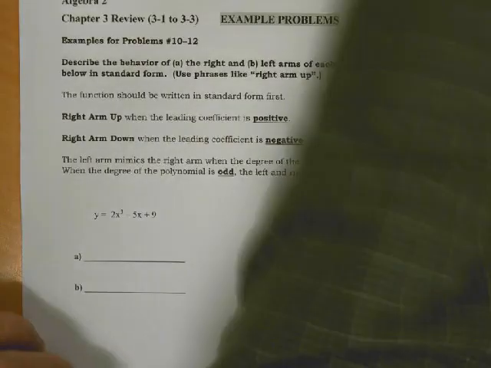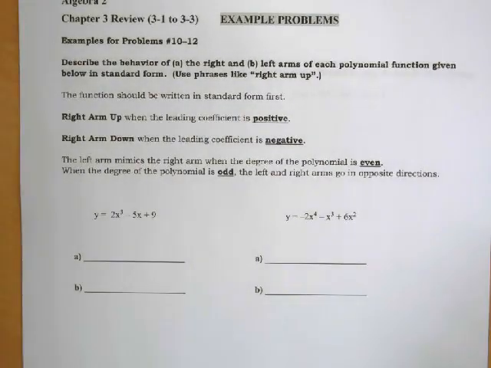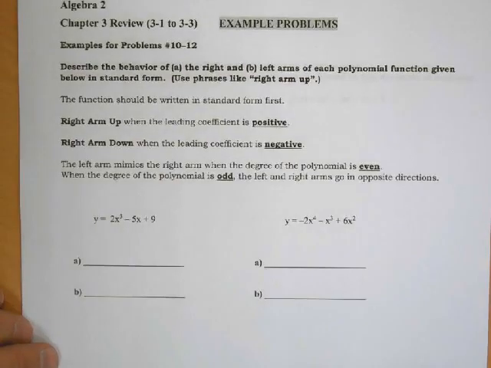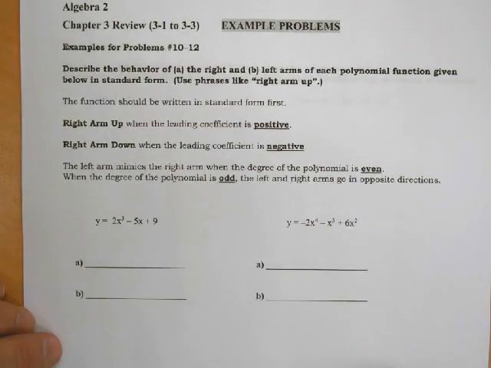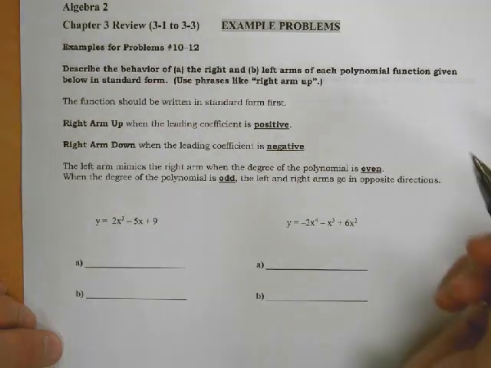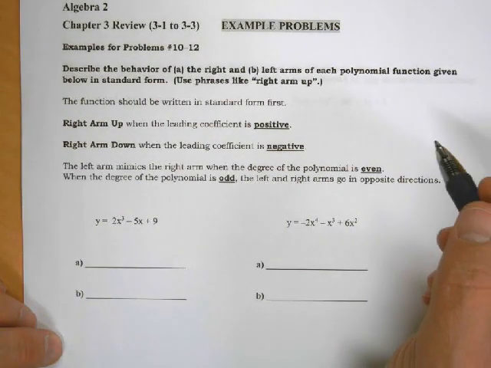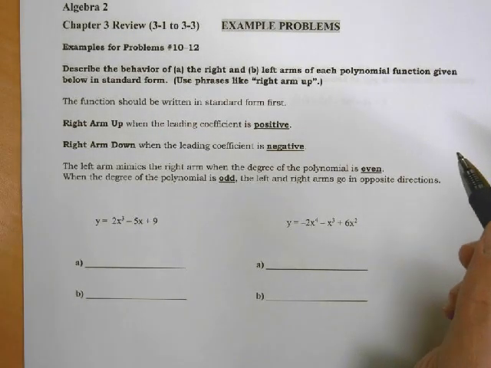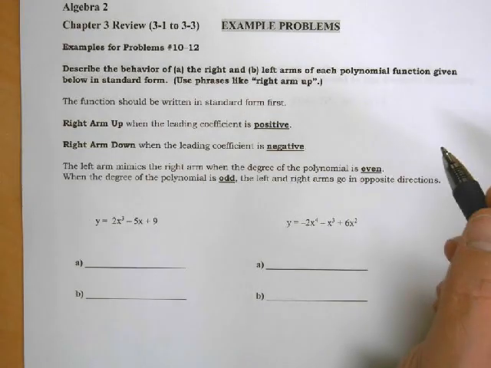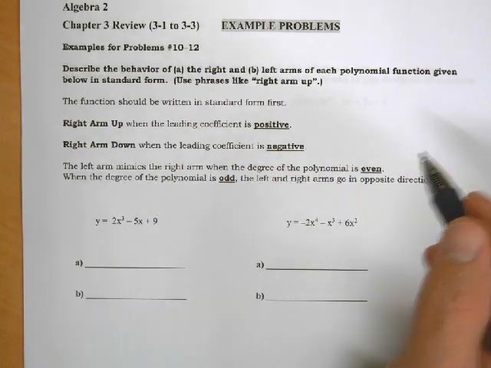Okay, here's some examples for numbers 10, 11, and 12. I've got 2 examples here. And it's getting a little trickier on this part. You're having to learn what happens on the graph with the right arm and the left arm. Does the right arm go up forever or down forever? That's your first question. And then what happens on the left arm? Does it go up forever or down forever?